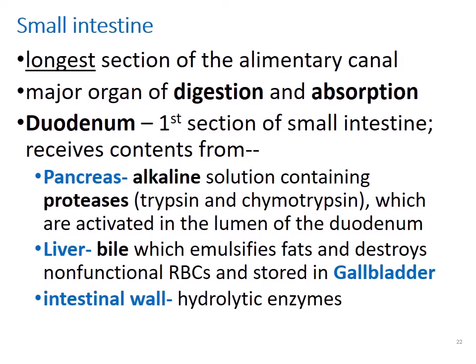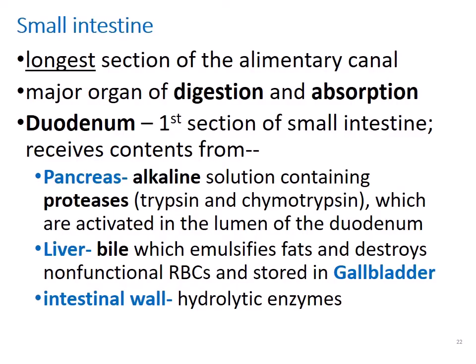So the small intestine is the longest section of the alimentary canal. So it's small in diameter, not small in length. And this is the major organ of digestion and absorption. And, you know, in an anatomy class, you'll probably get to talk about the small intestine in more detail, but there's different segments in the small intestine. The duodenum is the first section of the small intestine, and it gets content from the pancreas and the liver and the gallbladder and the intestinal wall itself.